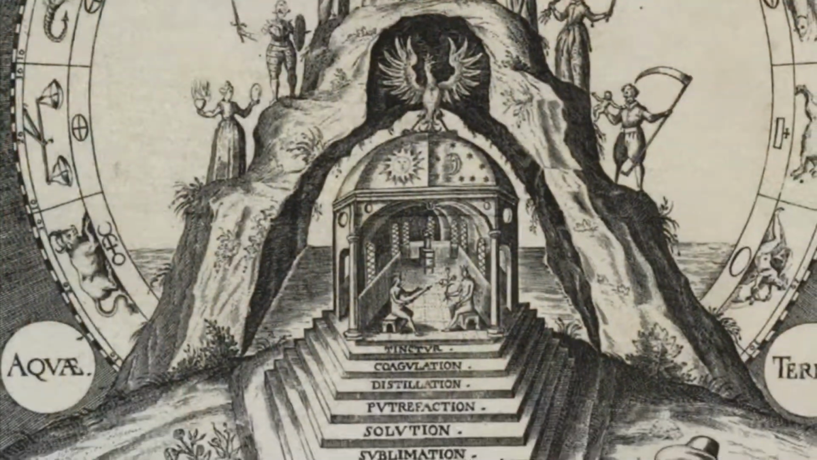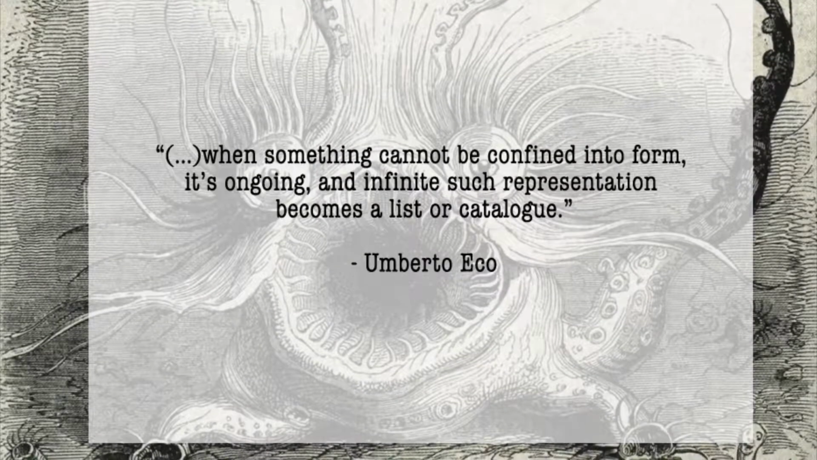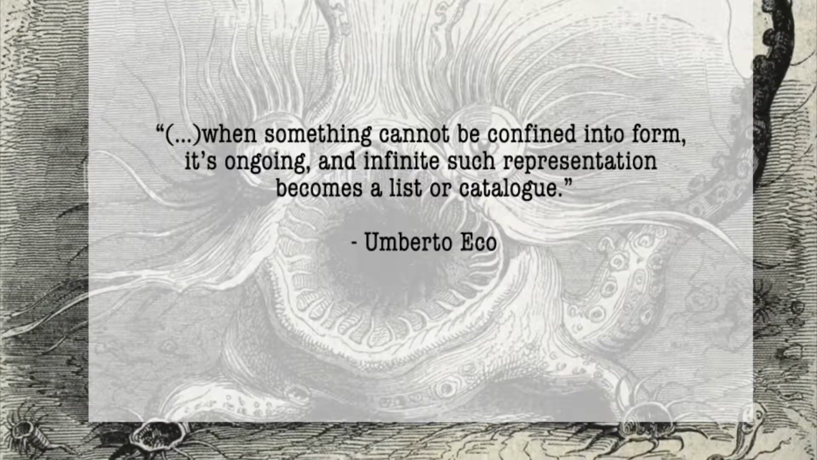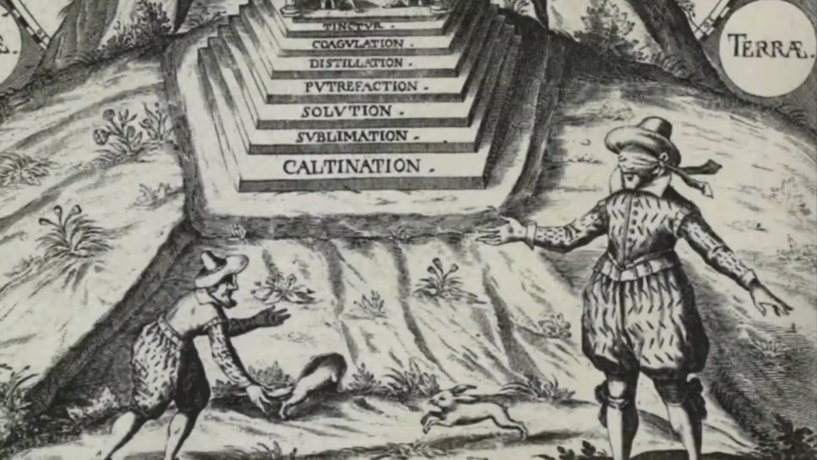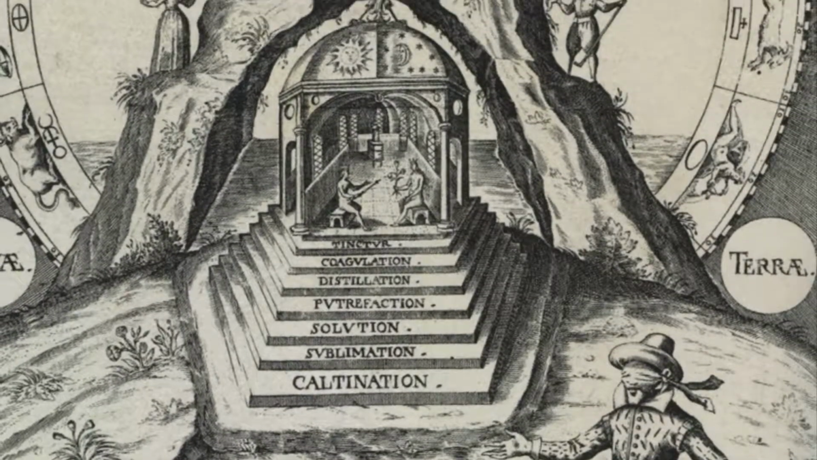Here's how Umberto Eco describes it. When something cannot be confined into form, it's ongoing and infinite. Such representation becomes a list or catalog. For Umberto Eco, there are two types of lists: practical lists and poetic lists.